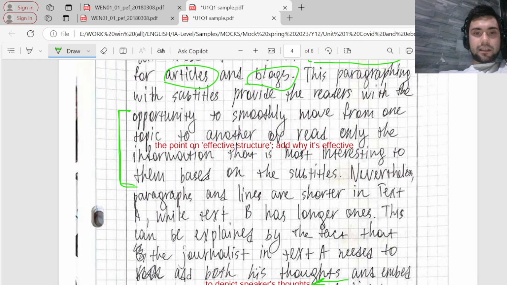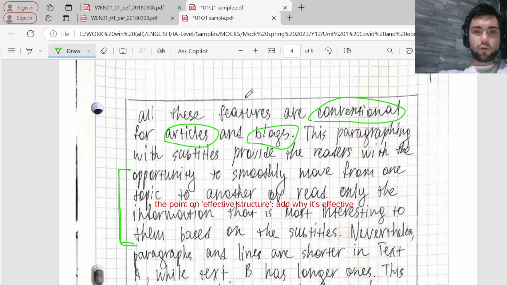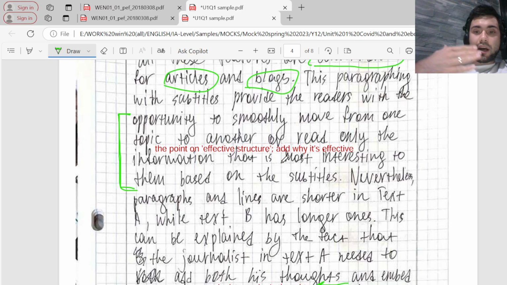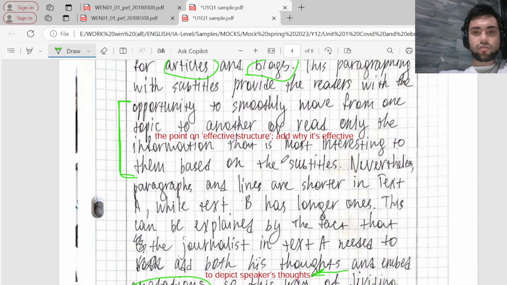Again, lacking comment here at the end. So the point on effective structure. This whole thing is the point on effective structure. So we really want to again summarize, at least in our own words, what is the strength of such paragraphing, of such structure.